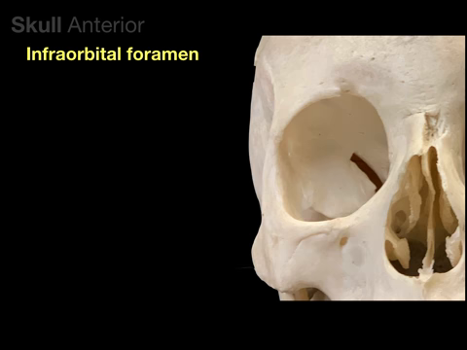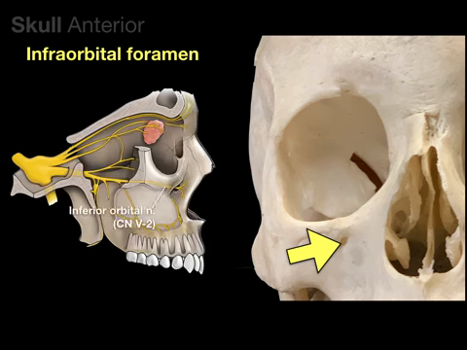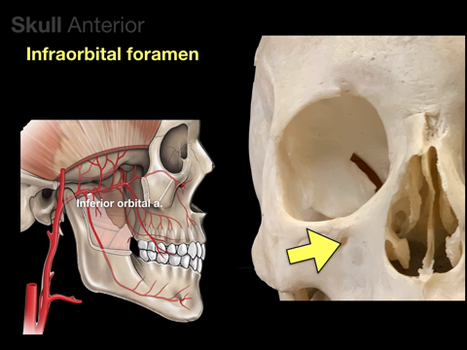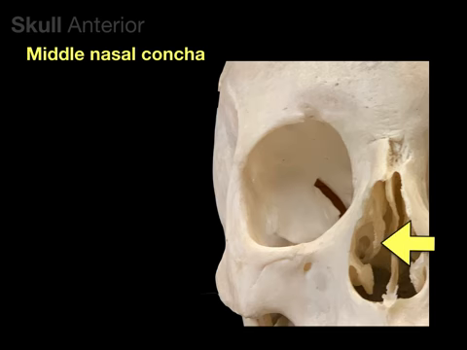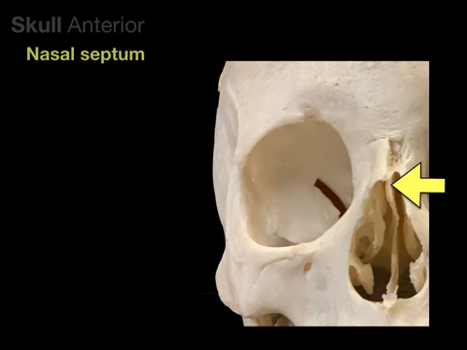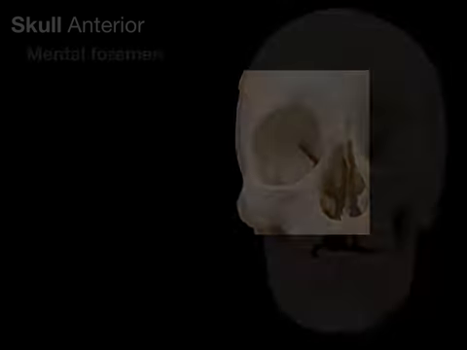All right, so now we're going to look in more of a going down, looking up. There is our infraorbital foramen right there, and that infraorbital foramen traverses the infraorbital nerve and our infraorbital artery as well, supplying the lower eyelid, lateral nose, and upper lip. There's our inferior nasal concha and our middle nasal concha. And there is our nasal septum in the nasal cavity.